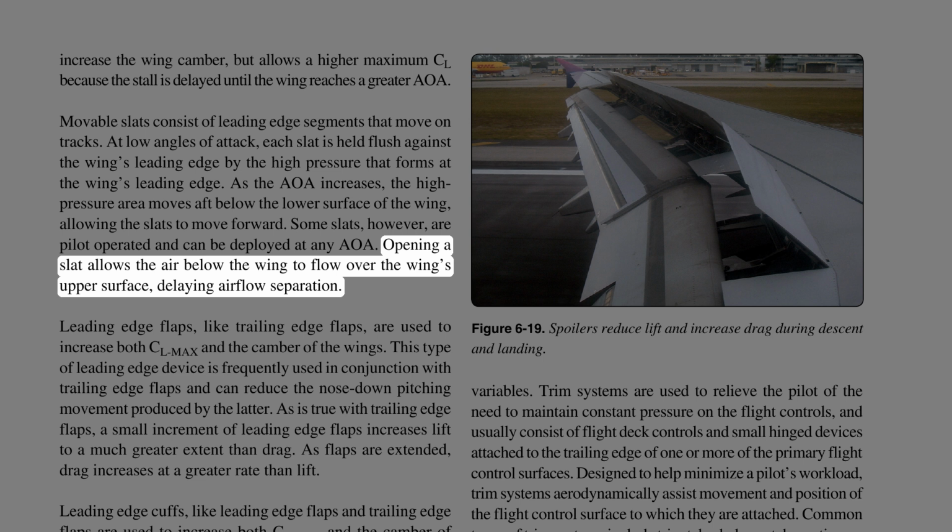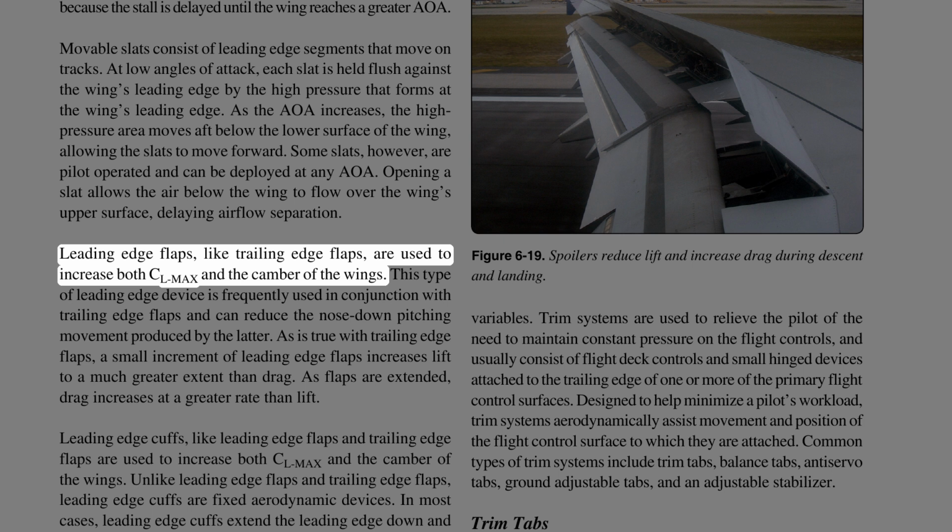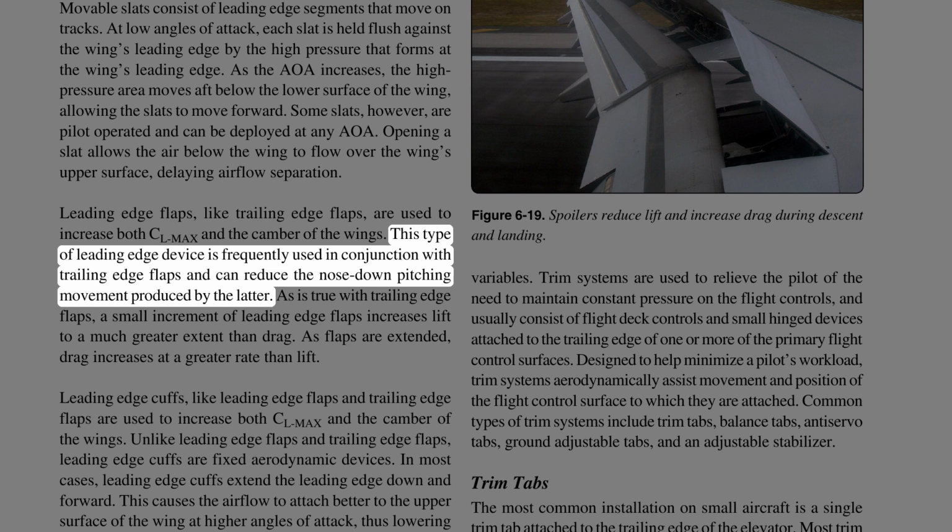Opening a slat allows the air below the wing to flow over the wing's upper surface, delaying airflow separation. LMAX leading edge flaps, like trailing edge flaps, are used to increase both C and the camber of the wings. This type of leading edge device is frequently used in conjunction with trailing edge flaps and can reduce the nose-down pitching movement produced by the latter.